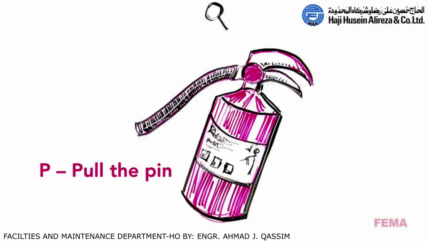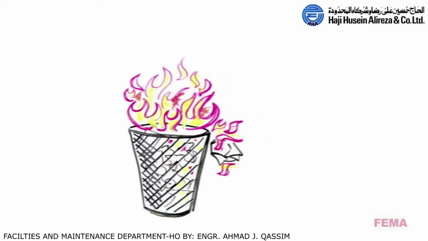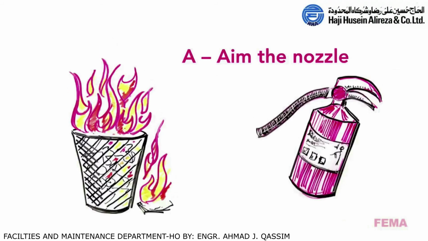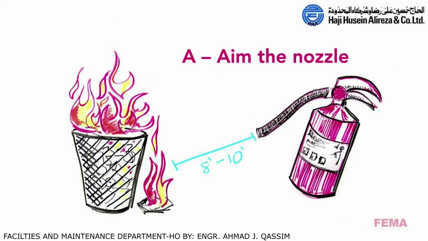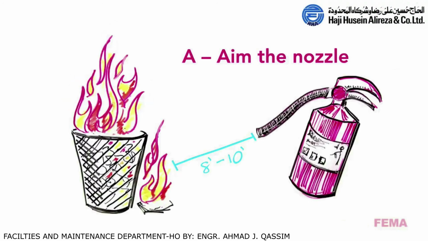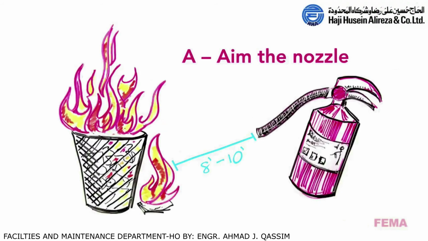Break the plastic seal as the pin is pulled. Aim the nozzle outward at the fire. Some hose assemblies are clipped to the extinguisher body. Release the hose and point.